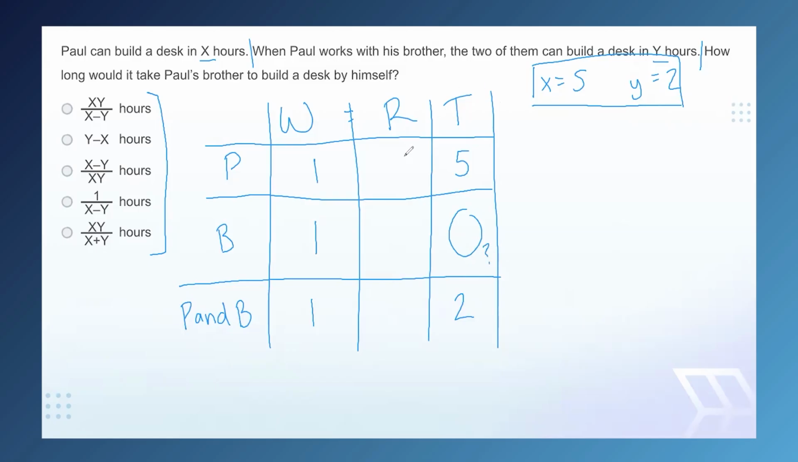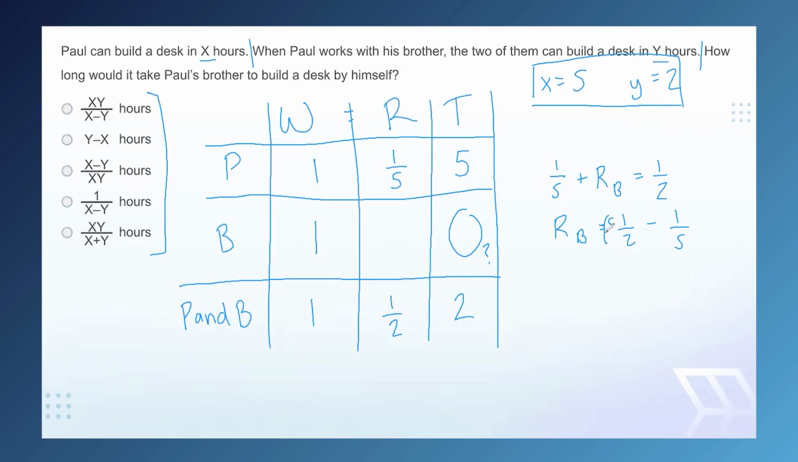Okay, now we can go ahead and solve for rate in our two rows where we have two cells filled in. So rate is going to be 1/5 here. Rate is going to be 1/2 here. All right, now we can use our combined rate equation. 1/5 plus the rate of the brother equals 1/2. Rearranging, rate of brother equals 1/2 minus 1/5.